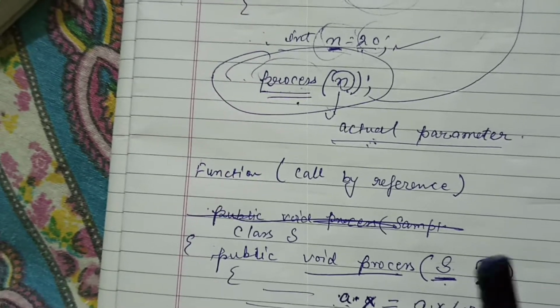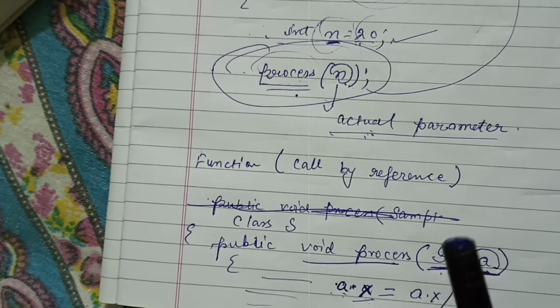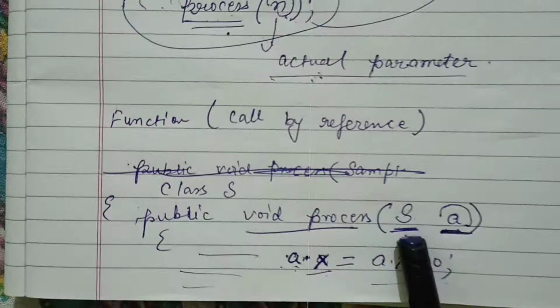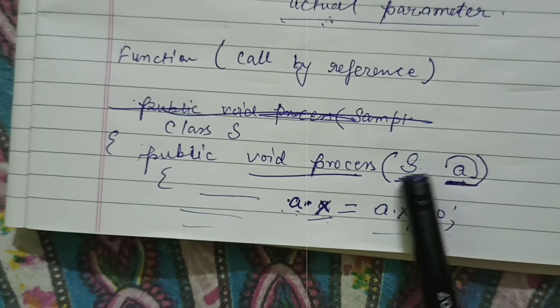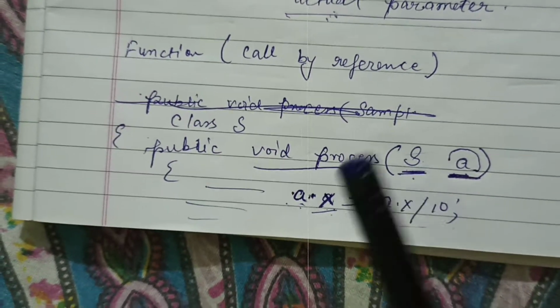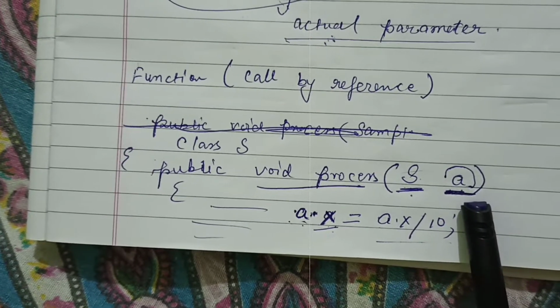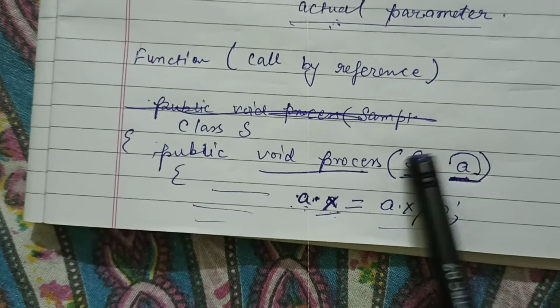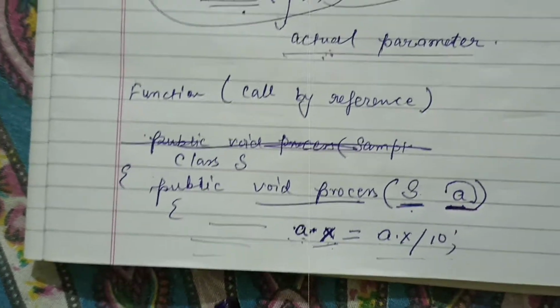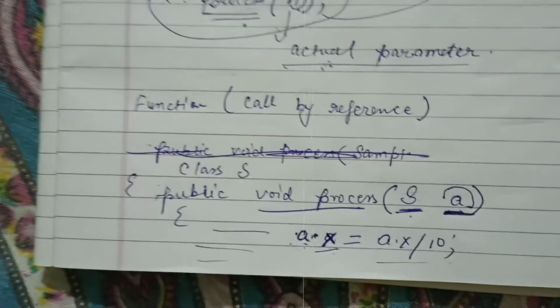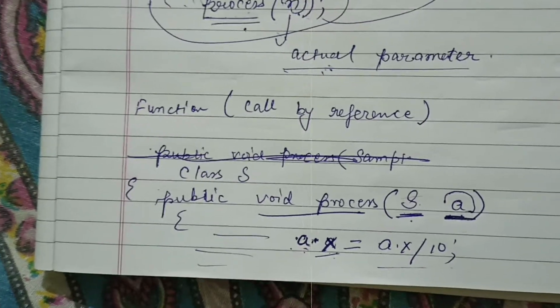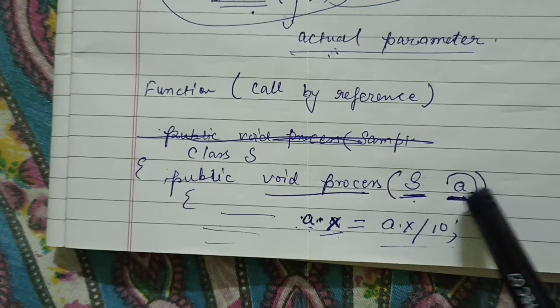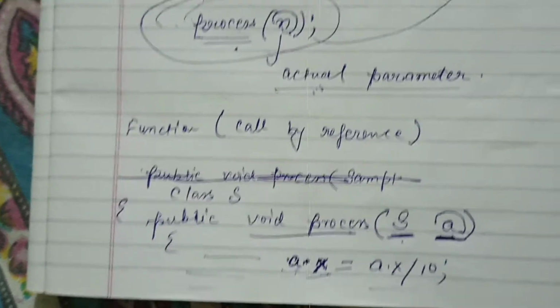But in this, the change is that we have to create a class. In the formal argument, we have to write the class name, and with its object we have to write like that. It means that if any change is made over here, it will reflect. If something changes in the actual parameter, it will reflect in the formal parameters. I will also explain with one example.